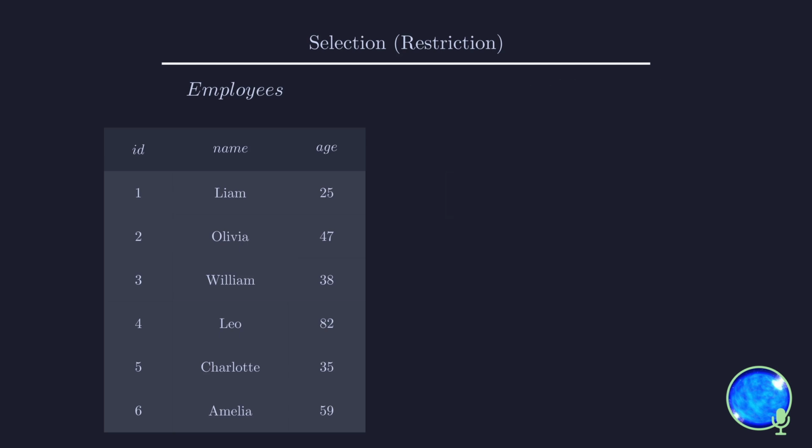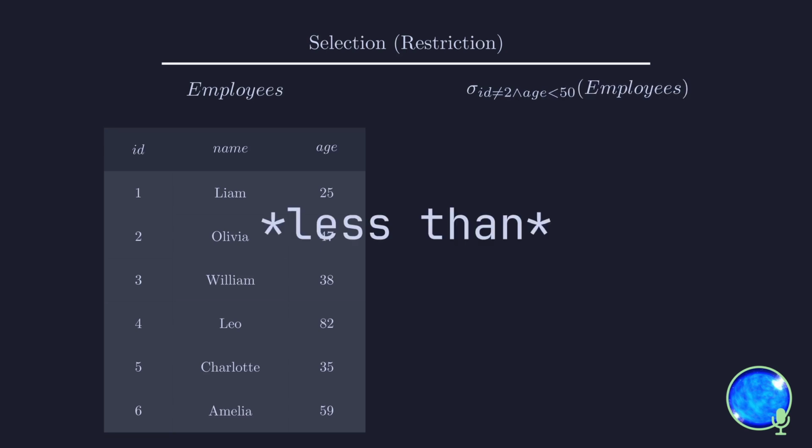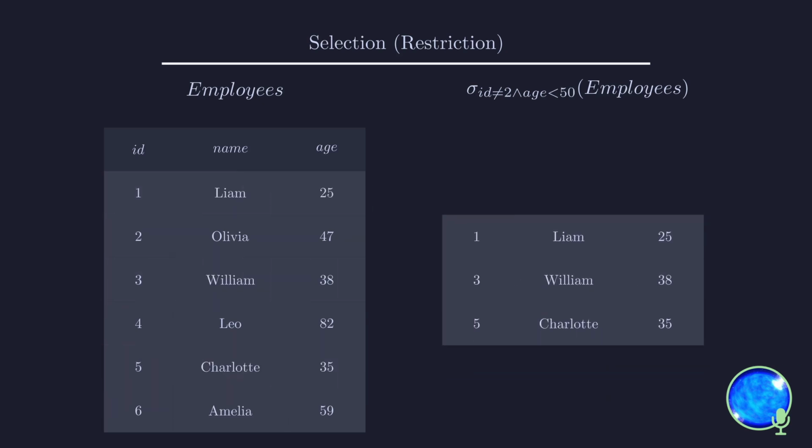A more complex predicate looks like this: ID not equal to 2 and age greater than 50. Here, rows with ID 1, 3, and 5 satisfy this predicate. They are combined into the relation resulting from the operation.